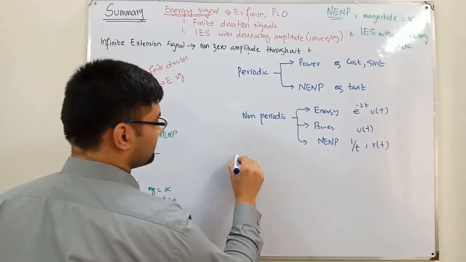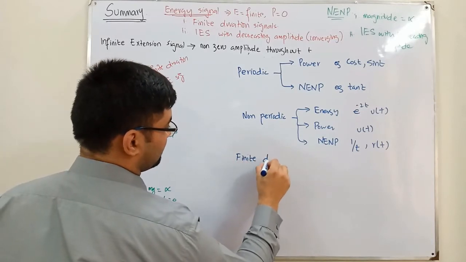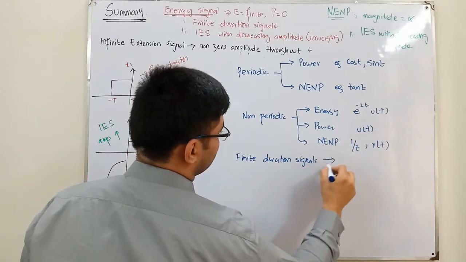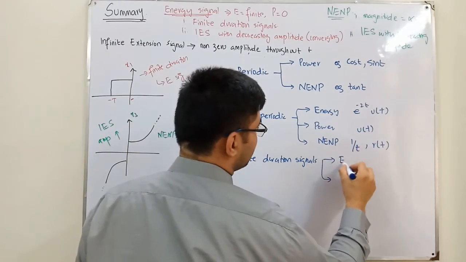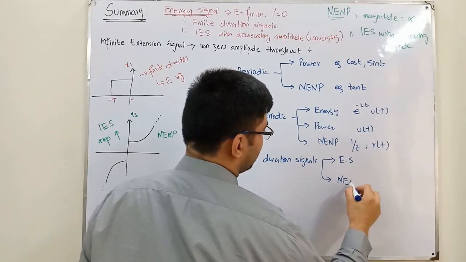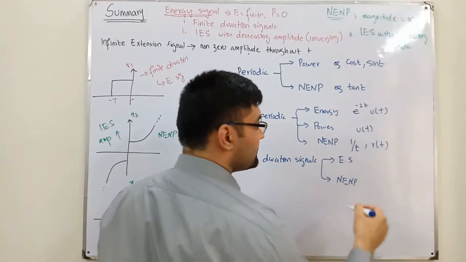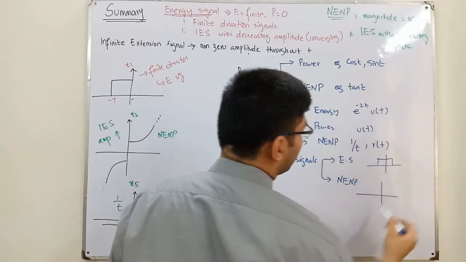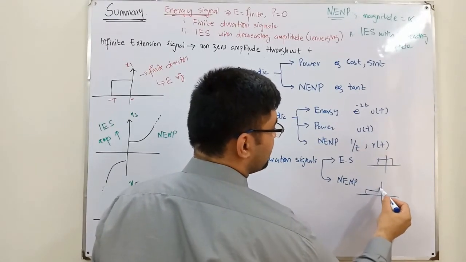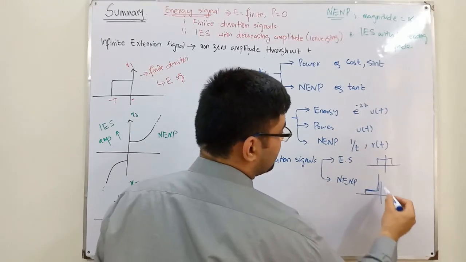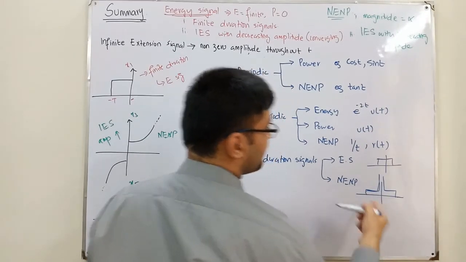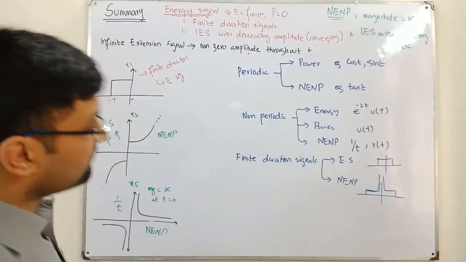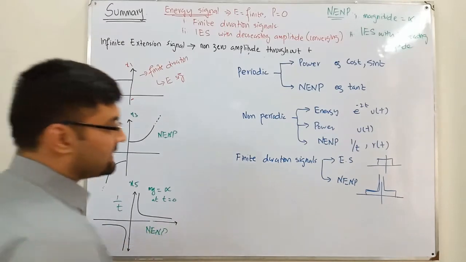Finite duration signals could be energy signals. Could be neither energy nor power signals. Energy signal, I told you, let's say this is a finite duration signal. Fine. Neither energy nor power, have a look. Let's say it is in this thing, but now it is approaching infinity. Similarly, it approaches infinity like this. So this is neither energy nor power signal. Isn't it so? And similarly, you have infinite extension signal.